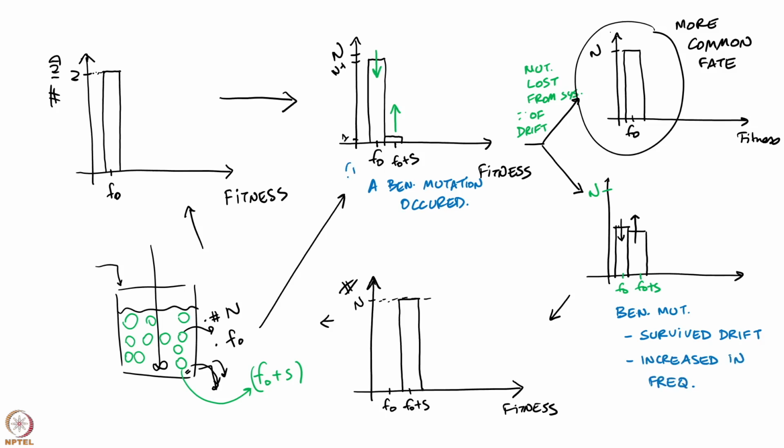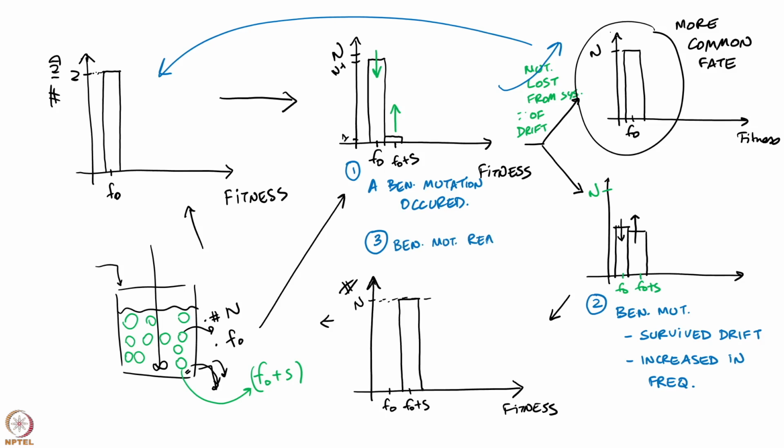So, this was step 1, step 2. Alternatively, we can go from step 1 to here, which is the more common fate, but this just brings us back to this particular point and we start over again. And the third step is that as a continued increase in frequency of the beneficial mutation, the beneficial mutation reaches fixation.